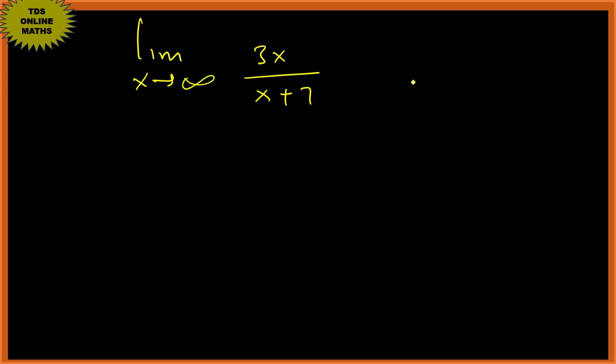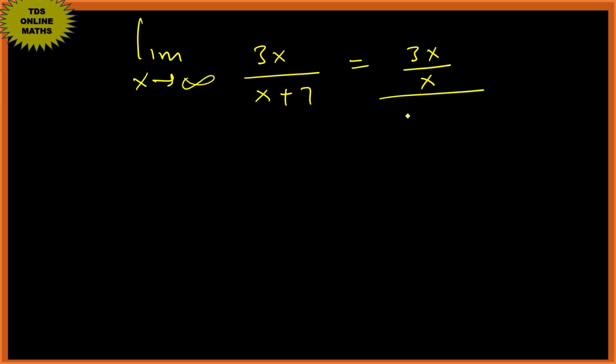Alright, let's evaluate this one. Okay, now you can watch my previous video to get more information about how to evaluate limit to infinity. Okay, so just as we said, we divide each term for limit at infinity. We divide each term with x with the highest power. So we have x, so it's straightforward.